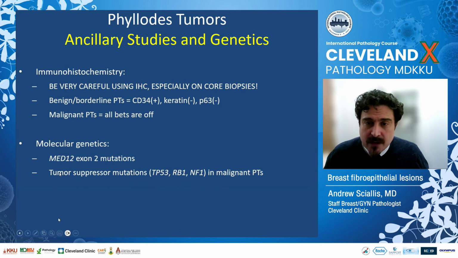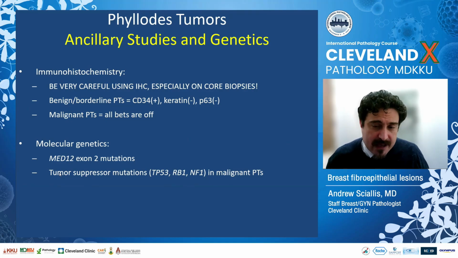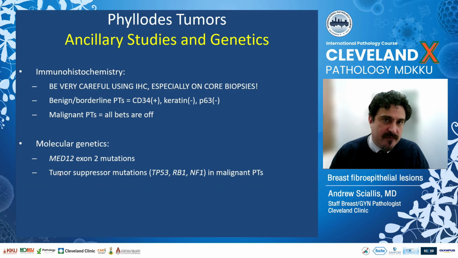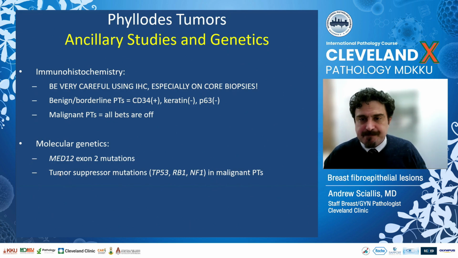But in general, your benign and borderline phylloides tumors are CD34 positive. They will be cytokeratin and P63 negative. Malignant phylloides tumors, you can see a lot of crazy things. Sometimes they're CD34 negative, sometimes they're keratin positive. And the only true way to know you're dealing with a malignant phylloides tumor is if you see something that looks like a phylloides tumor or a fibroepithelial lesion in the background.